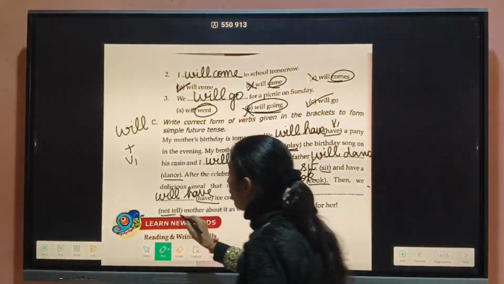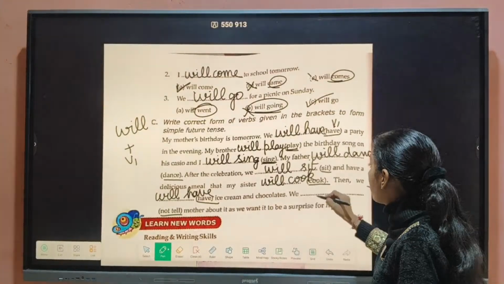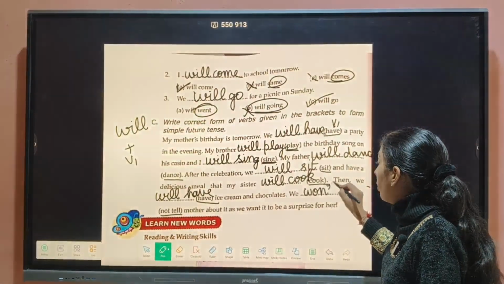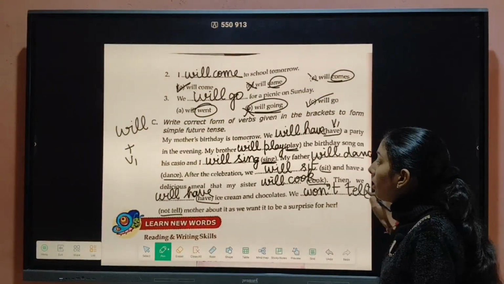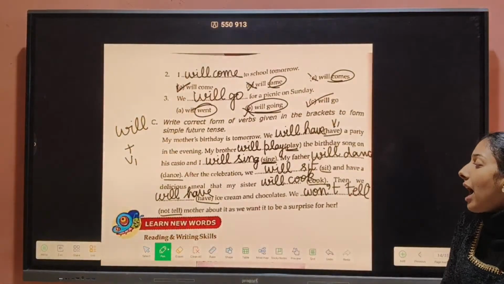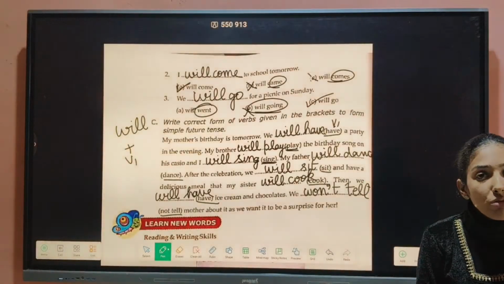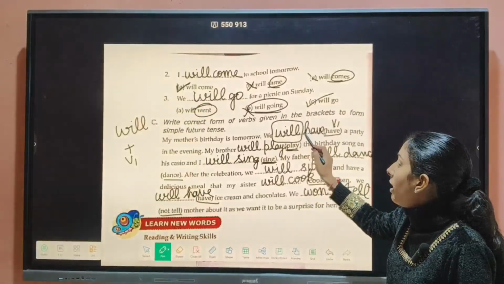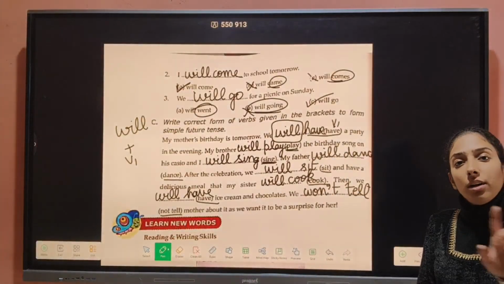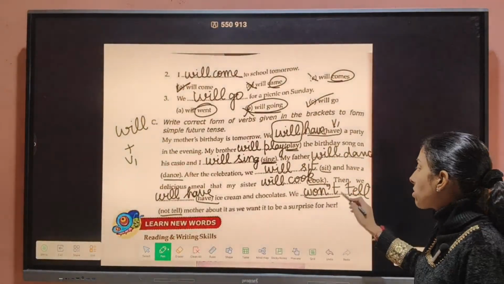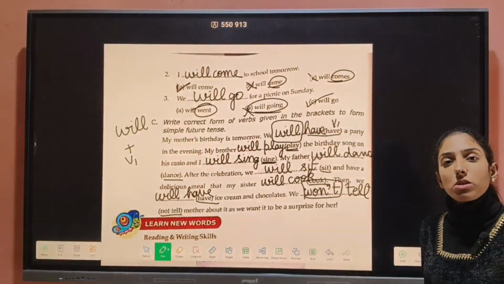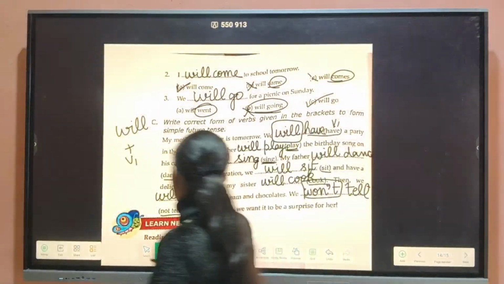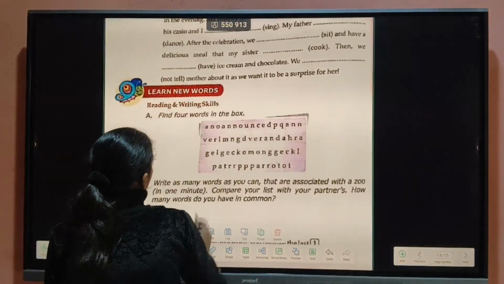We not tell. Means in negative sentence, what I told you, what will come? Won't. We won't tell mother about it as we want it to be a surprise for her. Okay. Just you have to add will plus first form of the verb. And in negative sentence, won't plus first form of the verb. Clear, beta? I hope this exercise is clear to you all.